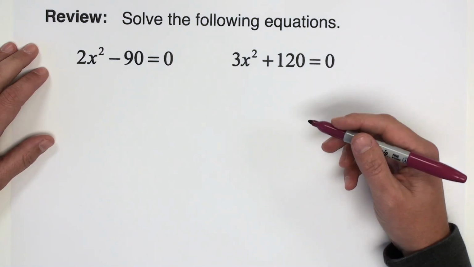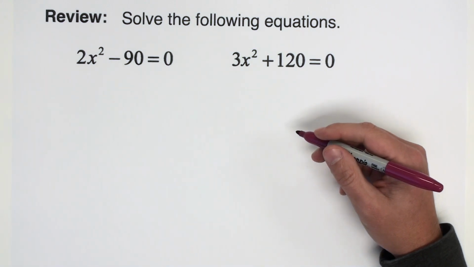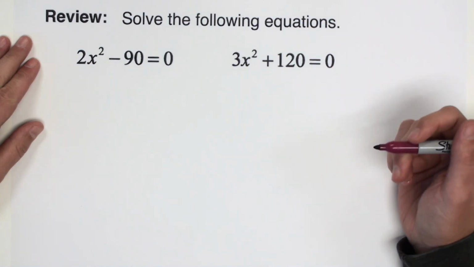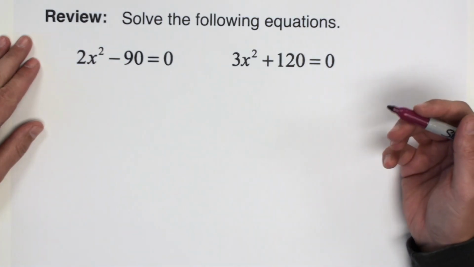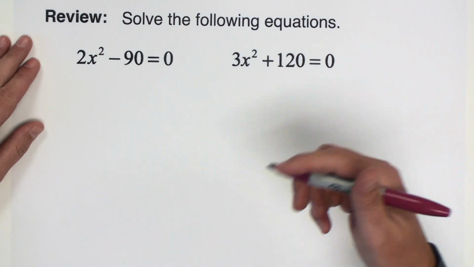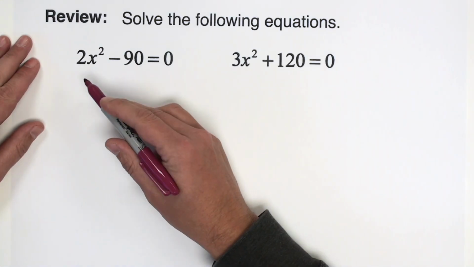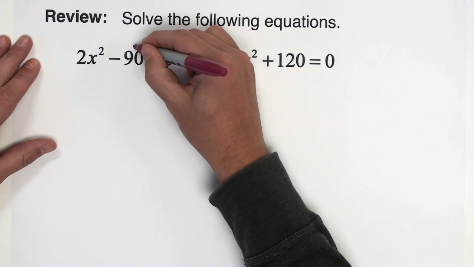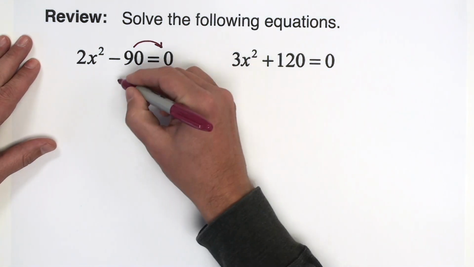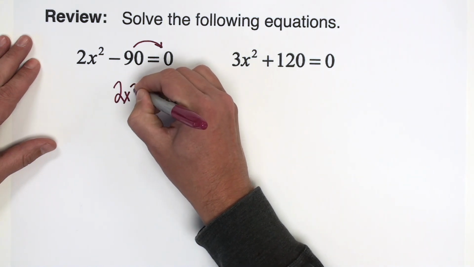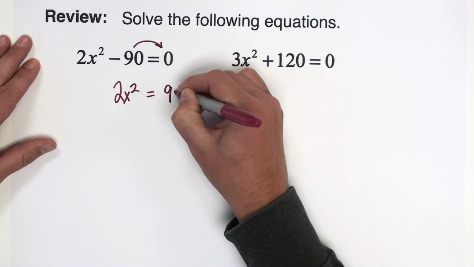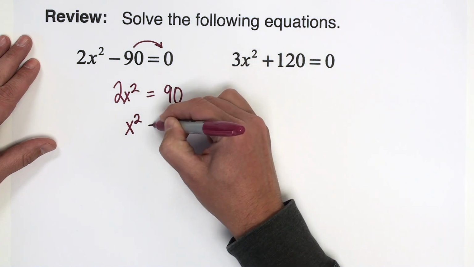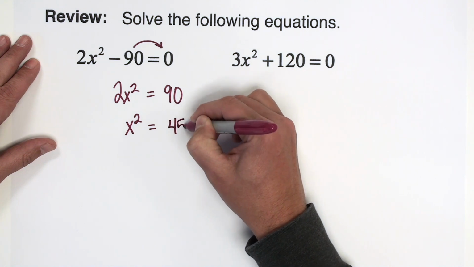To provide us with a little bit of motivation as to why we need this new system of numbers, why we need complex numbers, let's take a look at a couple of review problems of solving equations that we've previously done within this unit so far. First one, we have 2x squared minus 90 equals 0. We're solving for x. So I'm going to begin by moving the 90 over to the right hand side. You get 2x squared equals 90. And we'll divide both sides by 2 to get x squared equals 45.